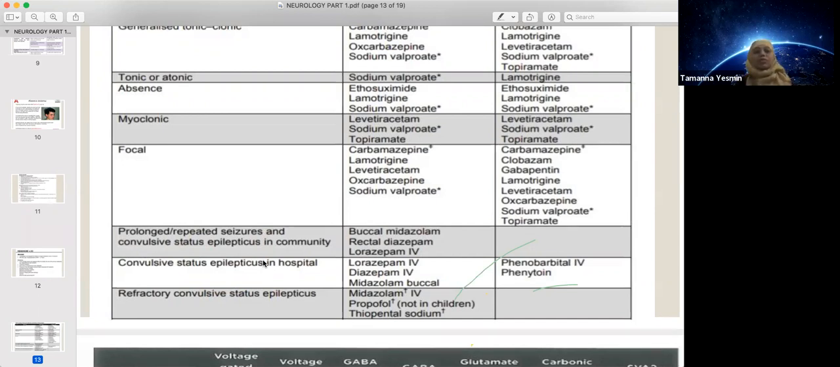So this is lorazepam IV or diazepam IV or buccal midazolam. You can use it in hospital also if it is status. If it is refractory, you will use midazolam IV or general anesthesia like propofol or thiopental sodium. Okay.